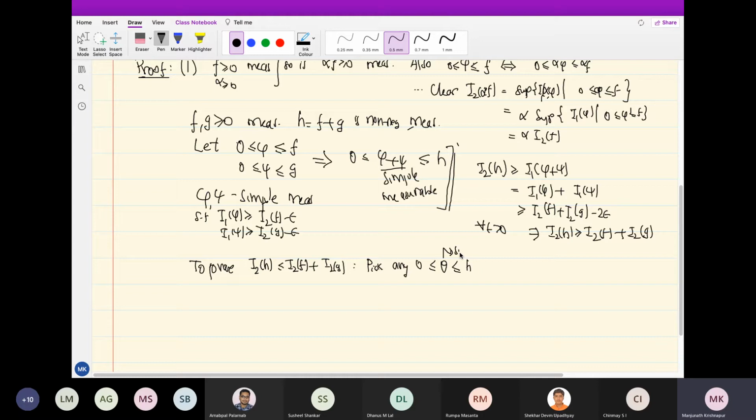So this is simple and measurable. Since I2 of h is the supremum of this, what I will show is that I2 of f plus I2 of g beats I1 of theta. If that is true for all theta, then it beats I2 of h. Okay, so that's what I want to do. So let's fix this theta. And what do I do? How do I do it? One second.